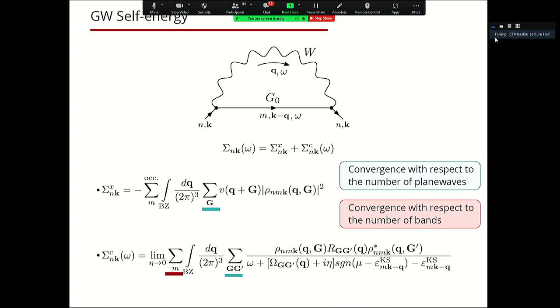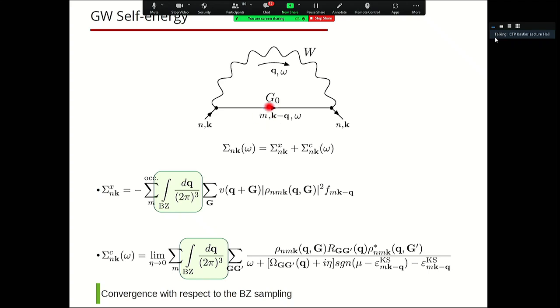We can see that here we have the sum over plane waves, as we have seen before. Thus, we have to converge with respect to this finite truncation, and also we have a sum over M, which is the intermediate state of this propagator here. Then again, to truncate the number of Kohn-Sham states means that we are considering just a finite number of possible intermediate states for this G0.